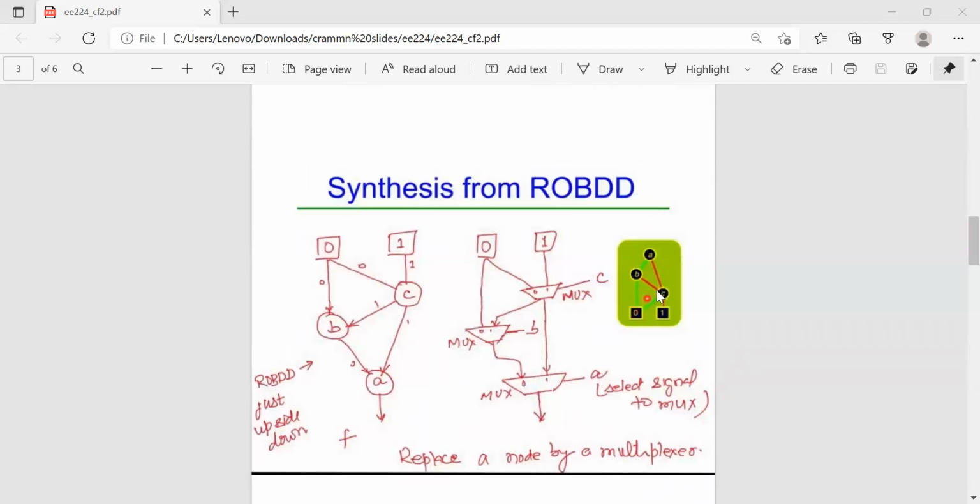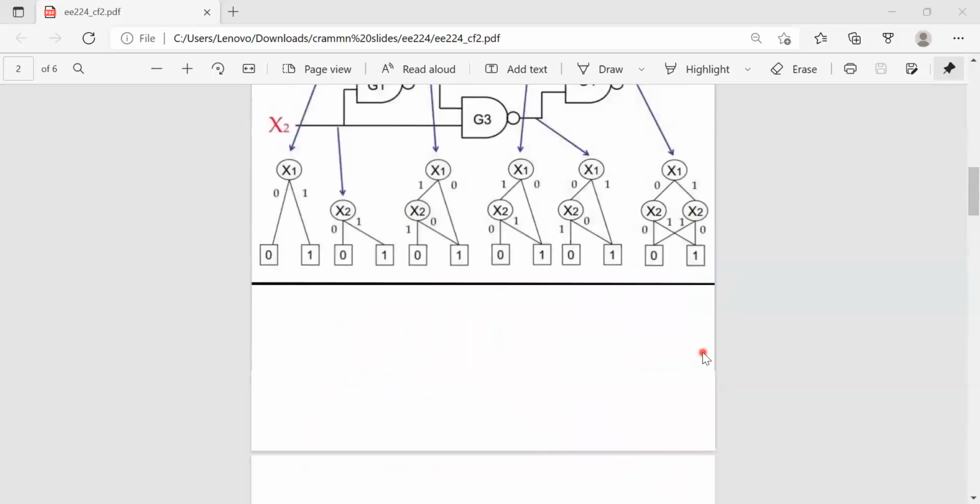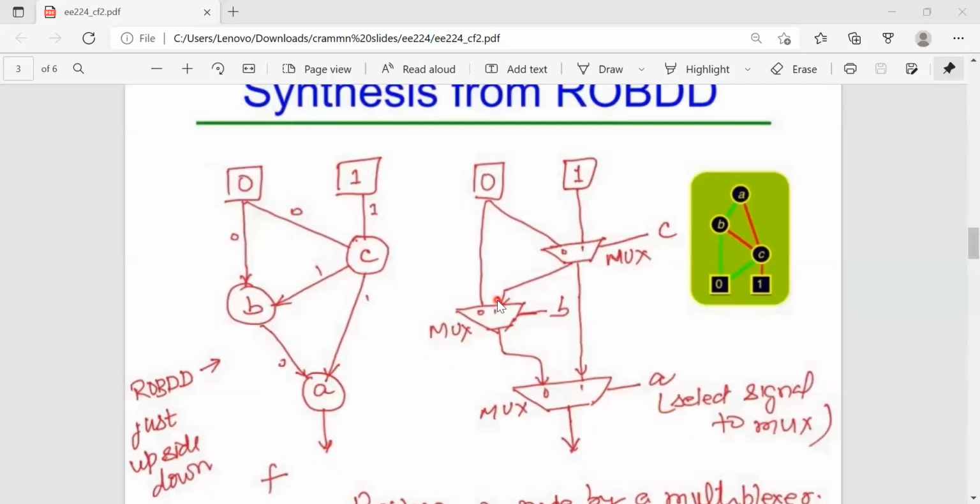How to design a circuit if the BDD is given? If the BDD is given, how do we define a circuit? Simply invert the BDD and take each node as a 2-to-1 mux. This is the input taken here and here, and the selection line is here, B. Here the selection line is C. These are the two inputs for the muxes. Same here.